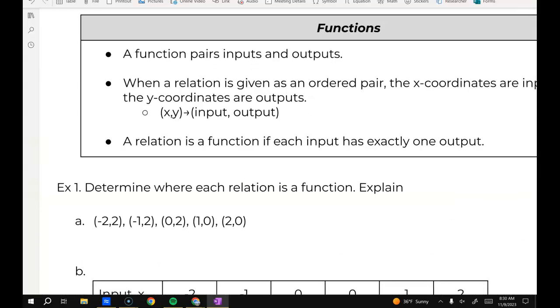And that's our last bullet point here. A relation is a function. A relation is just how things go together. It is a function if each input has exactly one, and those are the two key words, exactly one output. So if it has 2 outputs, it's no longer a function. If it doesn't have an output at all, it's also not a function. We're going to go through a few examples and determine whether these relations are functions or not, with brief explanations.